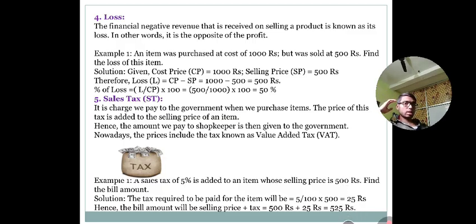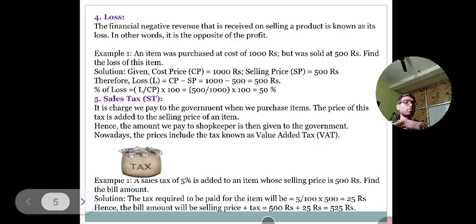Then you are getting 25 rupees as the tax amount. On this amount you will sell in the market. Hence the bill amount will be the selling price plus the tax. The sum of these would be the bill amount.